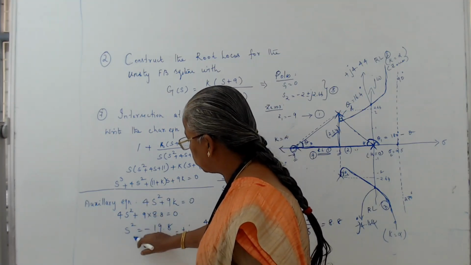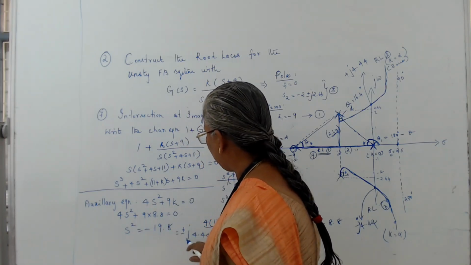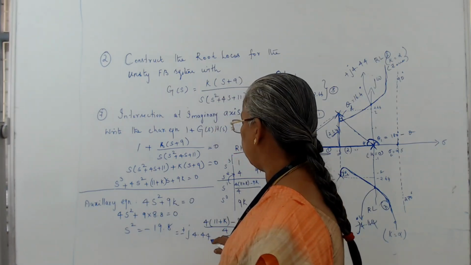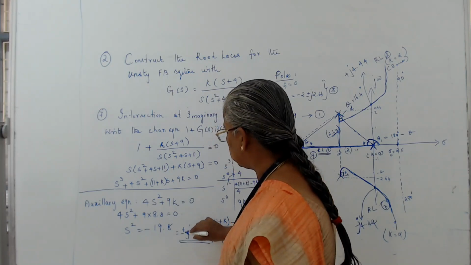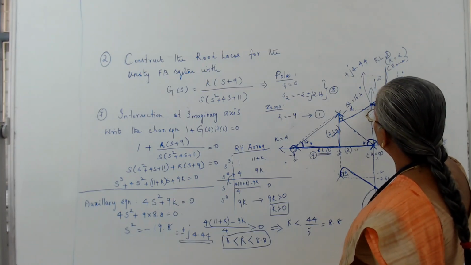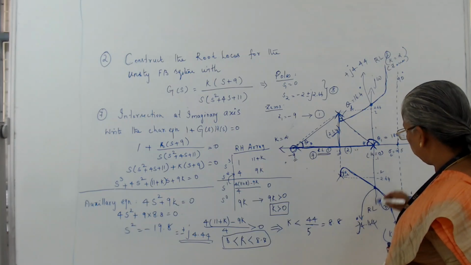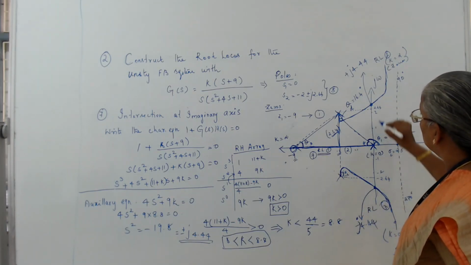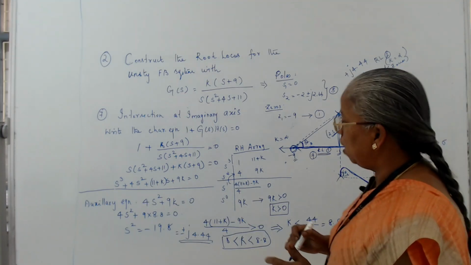Now this becomes s square is equal to minus 19.8. So when you take the root of this, it becomes plus or minus j into 4.44, right? That is the imaginary axis, where it cuts. That is plus j 4.44. Here I have written this is plus j 4.44. Another thing is minus j 4.44. So these are the 2 points that lie on the imaginary axis. That is the intersection at the imaginary axis, right?